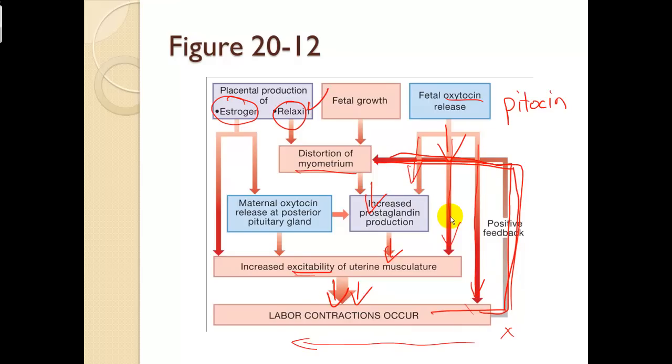Example: first contraction hits, myometrium is irritated, releases more prostaglandins, increases the excitability, placenta is squeezed a little bit, which releases maternal oxytocin, increased excitability. Now the next contraction occurs and they become progressively stronger. So first contraction, second contraction. Now all of these are going to reinforce the idea until the fetus is expelled from the uterus.